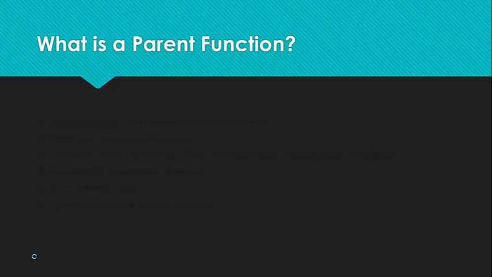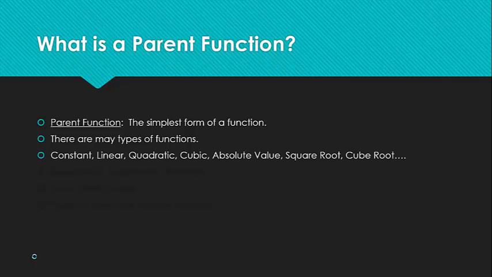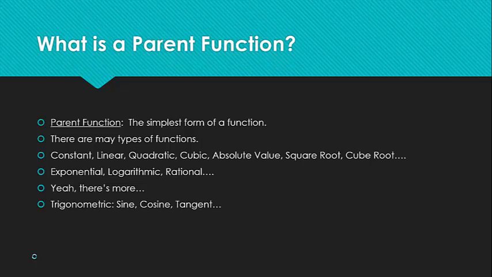Alright, so what is a parent function? A parent function is the simplest form of a function. That's pretty much it. There are many types of functions. We've got constant, linear, quadratic, cubic, absolute value, square root, cube root, exponential, logarithmic, rational, and there's more. The trigonometric parent functions of sine, cosine, and tangent. And there's more of those, but those are the basic ones that we know of, right?